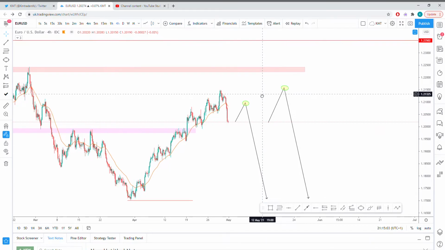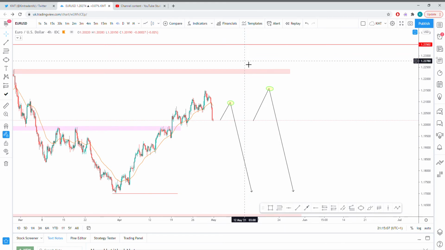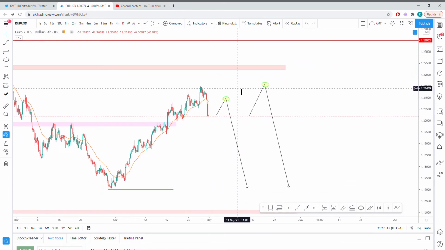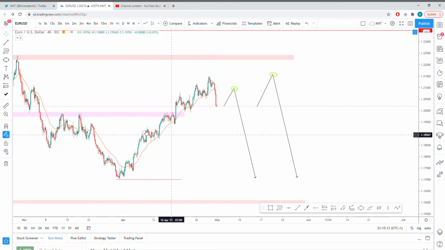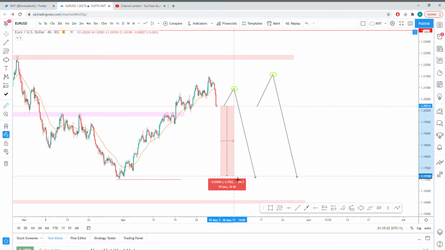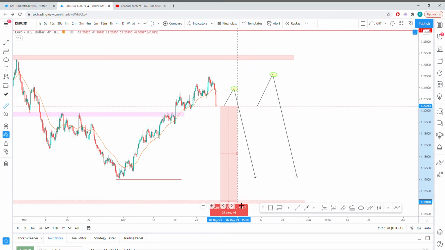So in short, as long as price stays below this level here, 1.235, we should be able to be confident to look into some selling trades over the next week or so. So if we look at where price is right now, we can look at a target of 1.17 to 1.16, and that's coming to just over 300 pips. So it's a good amount of reward here.